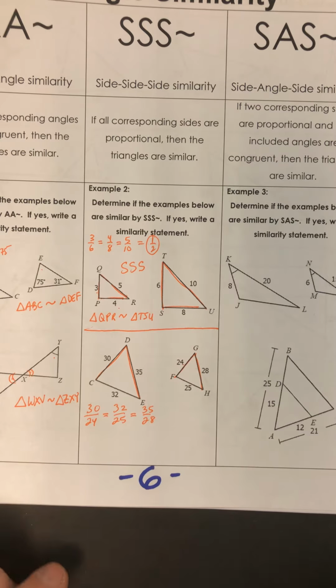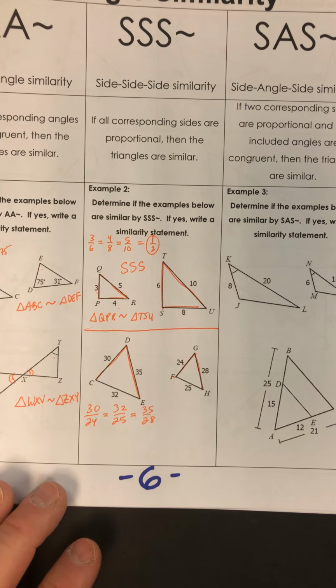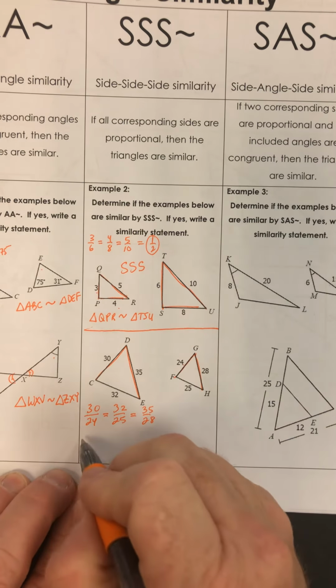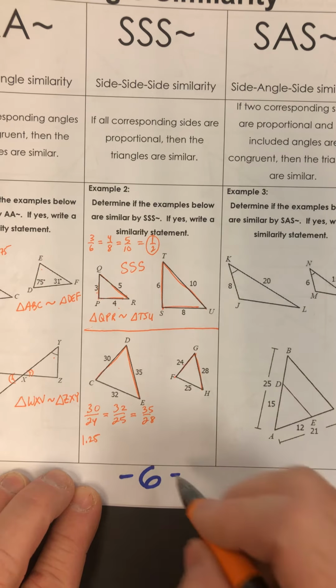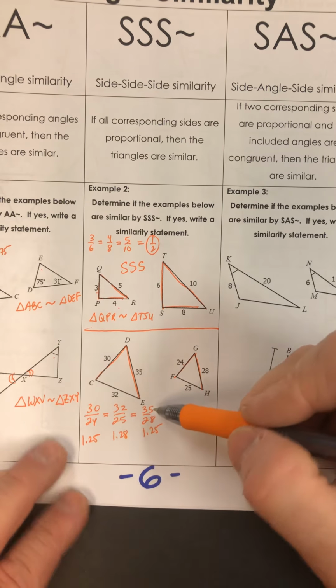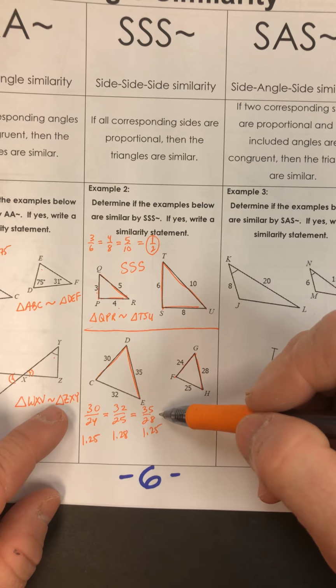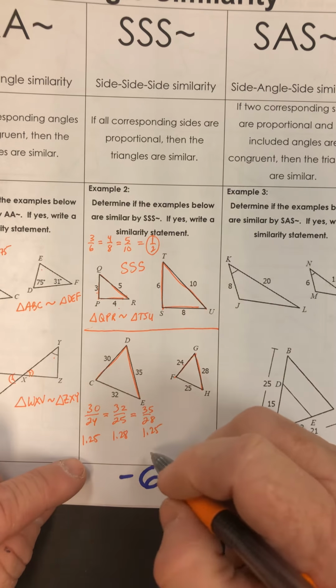Now, divide all those. What's 30 divided by 24? That's 1.25. 32 divided by 25, that is 1.28. Okay, so this isn't going to work. And the other one, 35 divided by 28, is 1.25. So two of the sides work, but not all three. Not all three are proportional. So this is not similar.